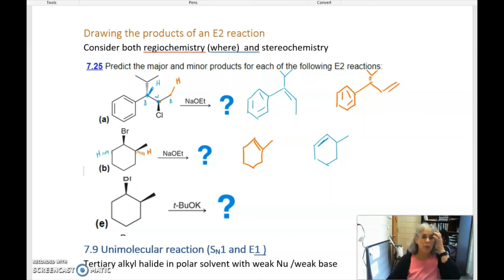All right, so which one of these is going to be the major? Which one is going to be the minor? Well, this one is more substituted. It's got 3 substitutions, and this only has 2. So this will be the major. And this one will be the minor.